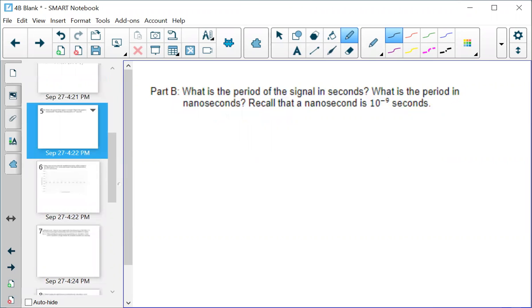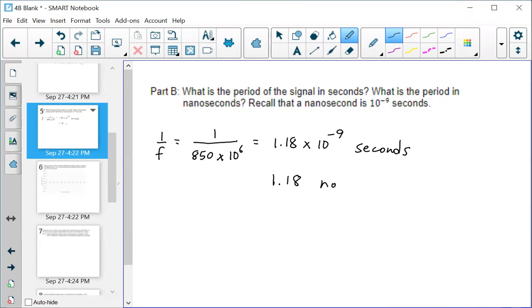Part B. What is the period of the signal in seconds? What is the period in nanoseconds? Well, the period is going to be 1 over the frequency, which is 1 over 850 times 10 to the 6, which is equal to 1.18 times 10 to the negative 9 seconds. Or we could call this 1.18 nanoseconds.